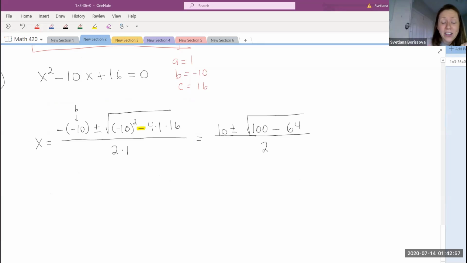Okay, now I'm going to come back to the square root. So it's 10 plus or minus. Inside the square root, I have 100 minus 64. That's 36.